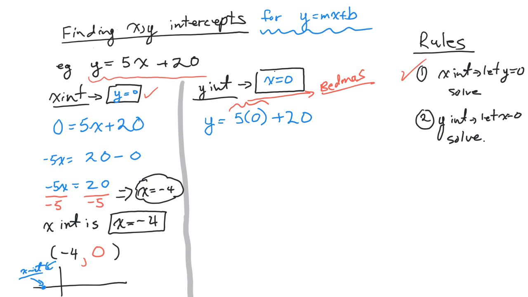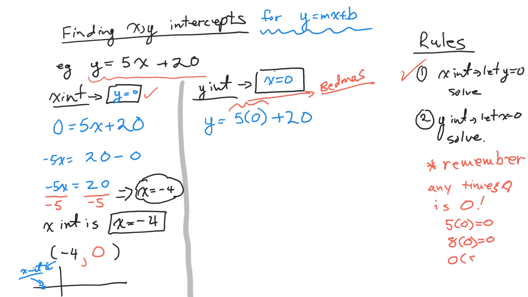So you've got to remember, 5 times 0 is 0. Let's make sure we put a nice little red marker here. Remember, anything times 0 is 0. So 5 times 0 equals 0. 8 times 0 equals 0. 0 times 8 equals 0. It goes on forever. So now let's finish our problem.